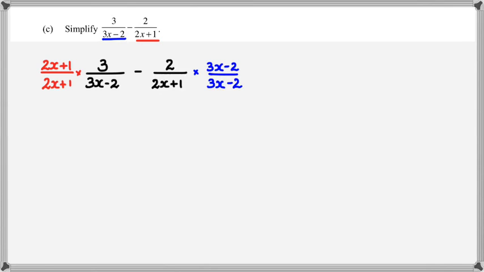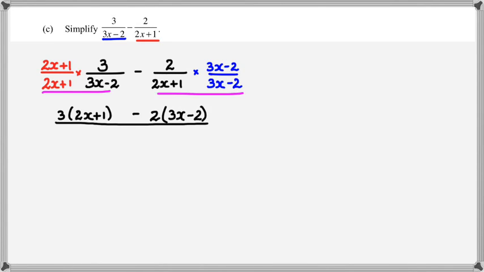It's actually quite straightforward, because you've got 3 multiplied by 2x plus 1, minus 2 times 3x minus 2. And notice how your two denominators are actually the same, because it's just 2x plus 1 and 3x minus 2 for both fractions. So we can just put that under one big denominator, and rewrite them as 3x minus 2 and 2x plus 1.